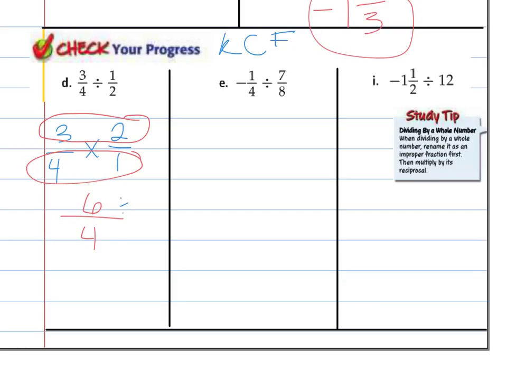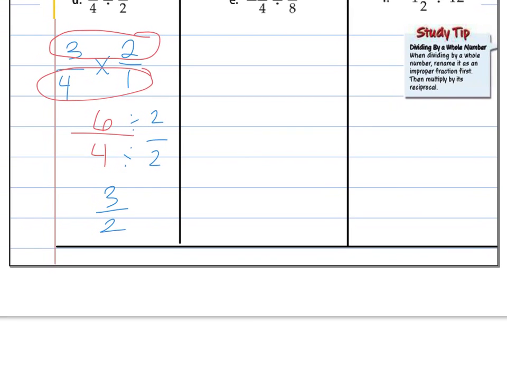2 goes into both of those. So I get 3 over 2, which still is improper, kind of getting messy here. 2 goes into 3 once, with one of the 2 remaining.